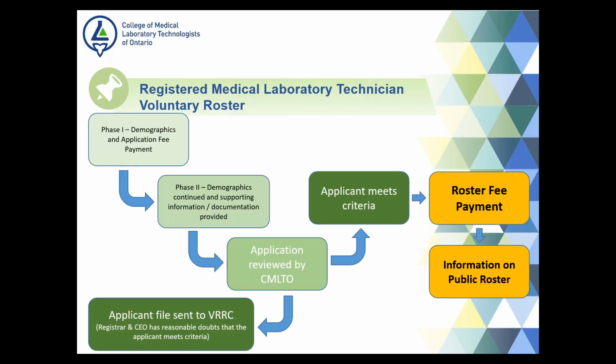Graphically, this is a little bit more detail on what this looks like. Individuals applying to the voluntary roster first fill in some demographics and pay the application assessment fee, indicating that they want to move forward. In phase 2, further demographics are provided, including information about professional practice, and supporting information documentation is provided. The application is reviewed by CMLTO staff, and one of 2 things happens. If the applicant meets all the criteria, then they are notified that they've met the criteria for inclusion on the roster, they pay their roster fee, and they are accepted as a registered medical laboratory technician on the CMLTO's voluntary roster.